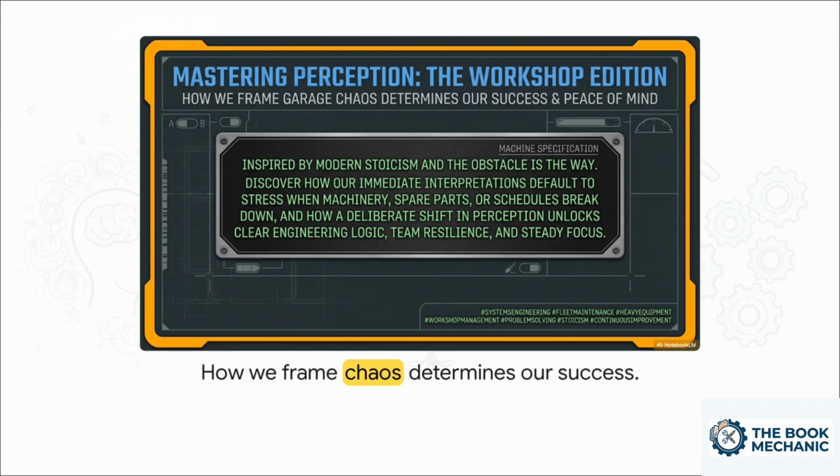Our immediate knee-jerk interpretations almost always default to stress when machinery, spare parts, or schedules break down. But if we make a deliberate shift in our perception, it literally unlocks clear engineering logic, better team resilience, and a steady focus. Truly, how we frame the chaos entirely dictates our peace of mind.